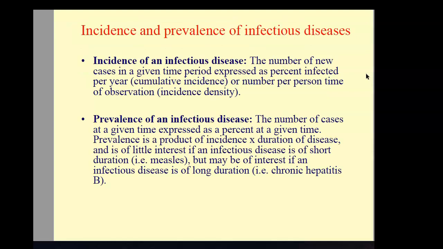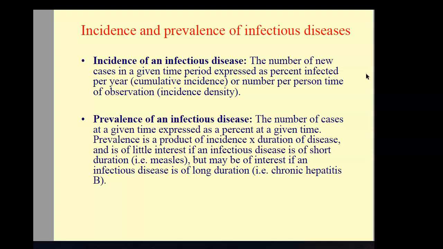Incidence and prevalence of infectious diseases. The incidence of an infectious disease is the number of new cases in a given time period, expressed as a percentage infected per year, which is the cumulative incidence, or the number per person-time of observation, that is called the incidence density. This is different from the prevalence of an infectious disease, which is the number of cases at a given time, expressed as a percentage at a given time.